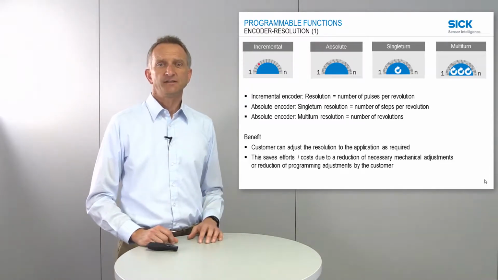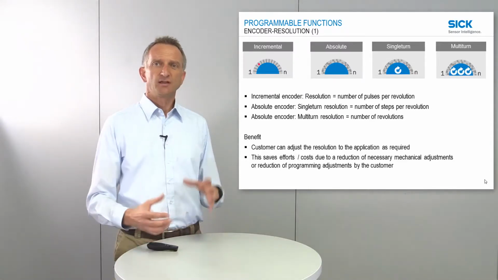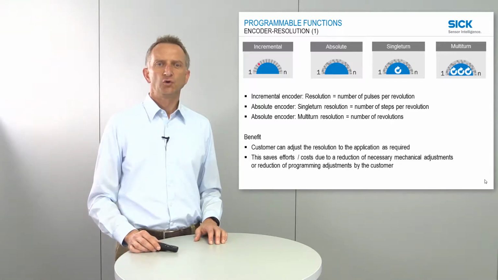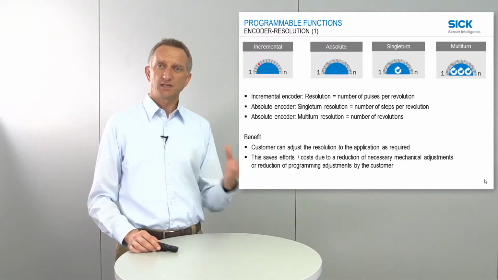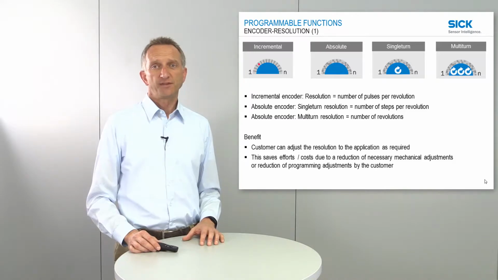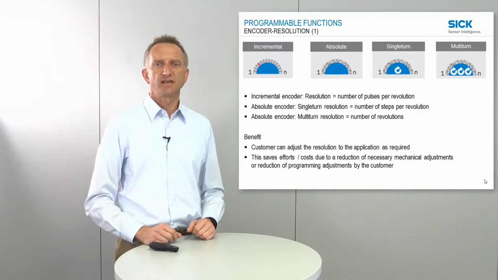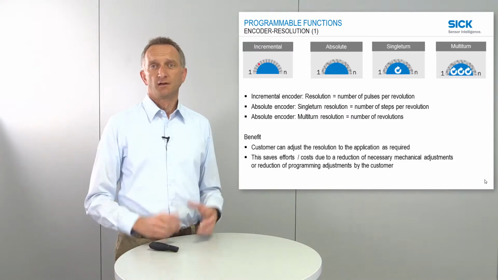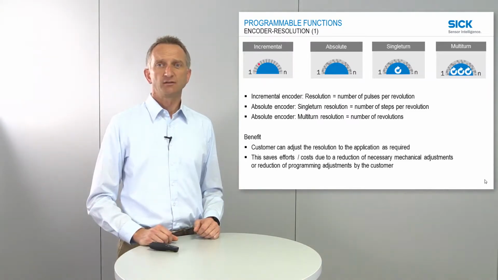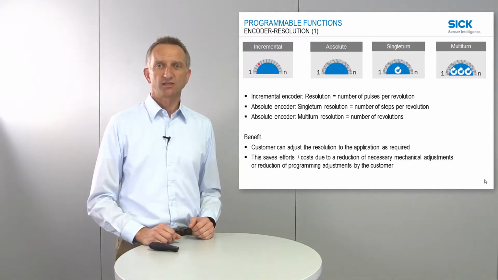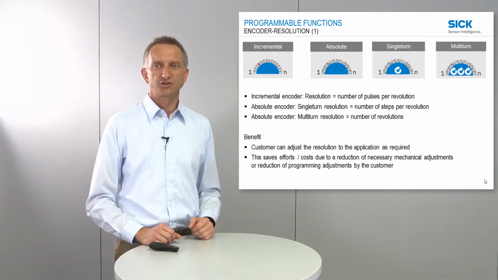The benefit of this is very clearly that the customer can directly and easily adapt the encoder resolution to his application. This saves a lot of effort, for one thing, on the mechanical side, so there is no need for mechanical adaptation on the application, but it also notably reduces programming efforts on the PLC side of the application, because this adaptation of encoder resolution can easily be done directly on the encoder and does not need to be programmed on the PLC engineering tool side.